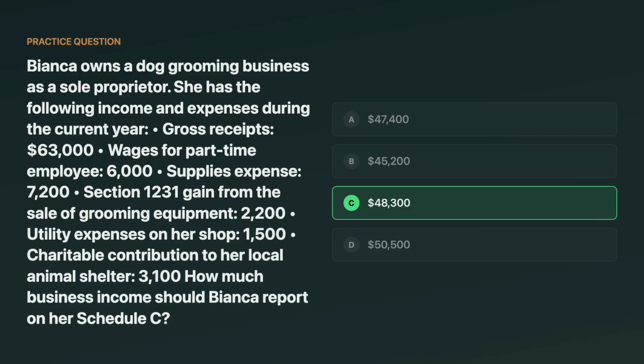The answer is $48,300. Schedule C income is gross receipts minus ordinary and necessary business expenses. $63,000 minus $6,000 minus $7,200 minus $1,500. The Section 1231 gain is generally reported on Form 4797, not as Schedule C receipts. The tempting wrong move is subtracting the charitable contribution on Schedule C, but that's generally an itemized deduction on Schedule A.